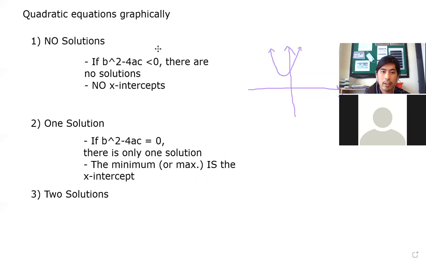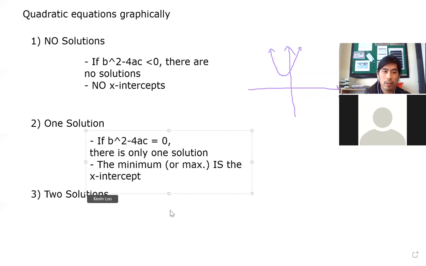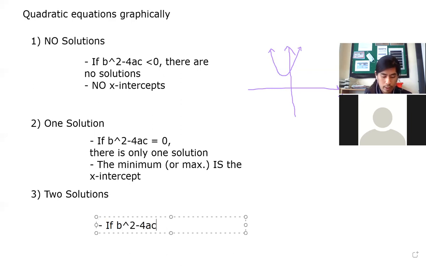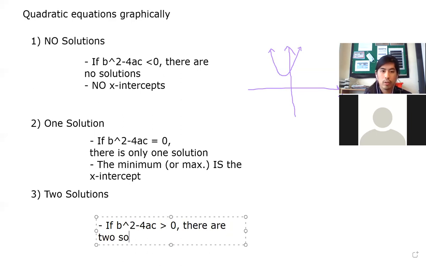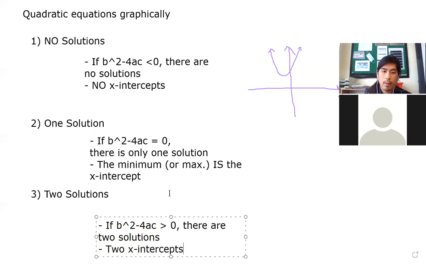And the last scenario, well, guys, if this is less than 0 equals 0, what do you think the third one's going to be? Less than 0 equals 0 or? More than 0. Good. If b squared minus 4ac is more than 0, there are two solutions. Two x-intercepts.